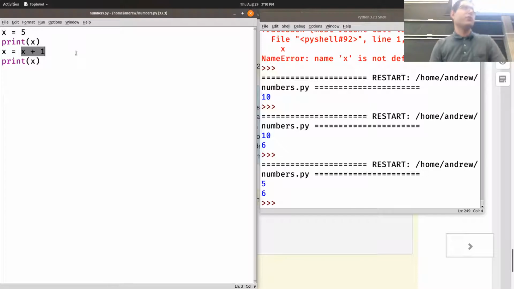Essentially, think of variables as making new nouns in your program. New things to interact with.